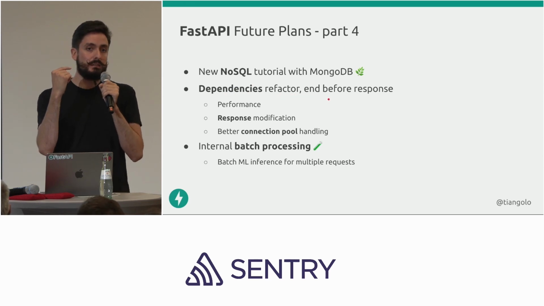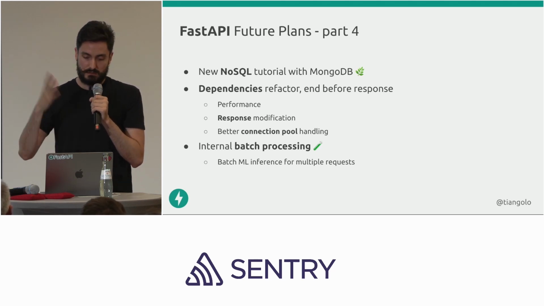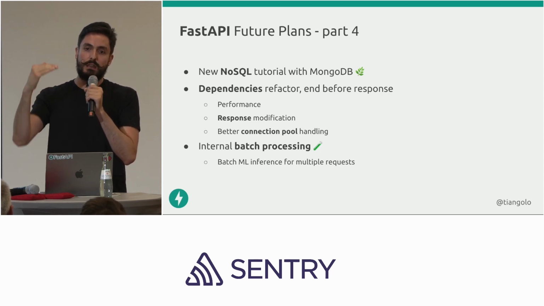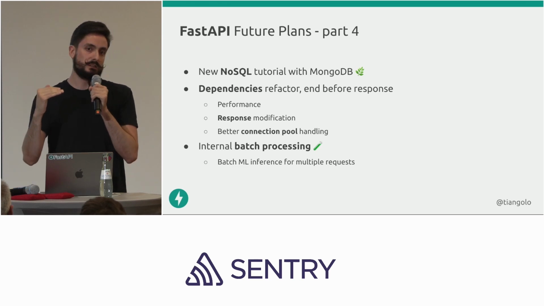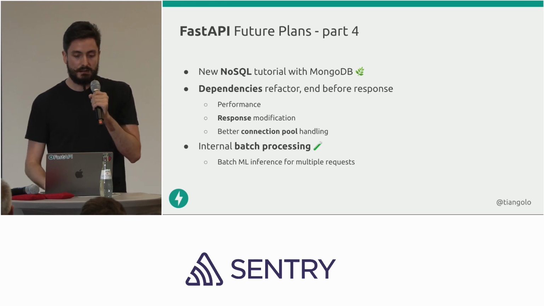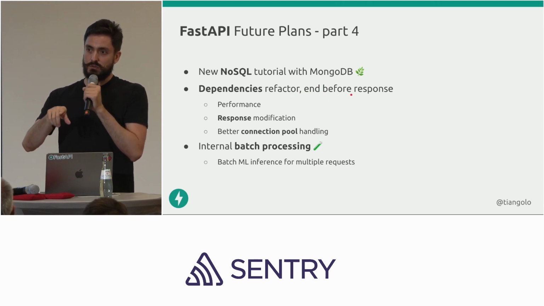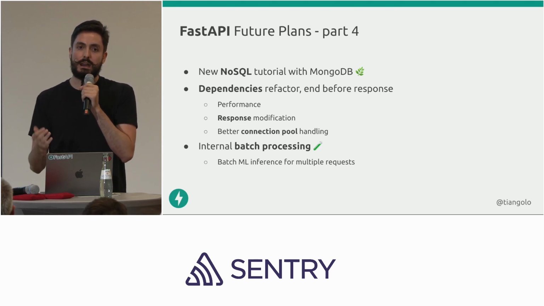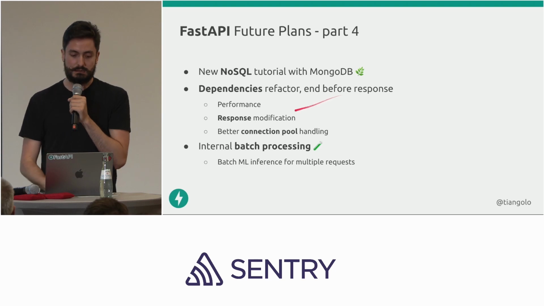Refactor for dependencies, to allow dependencies to end. Whenever you use a dependency with yield, underneath this uses a context manager. If you don't know that, that doesn't matter. But whenever you use a dependency with yield, you have code that is run before and then code that is run after. Right now, the code that is run after runs after the response is sent. Now, this code is going to be able to run before the response is sent. So after the response is created, but before it is sent, which means that you don't have to wait for all the network to be done before being able to execute that code that is finishing.